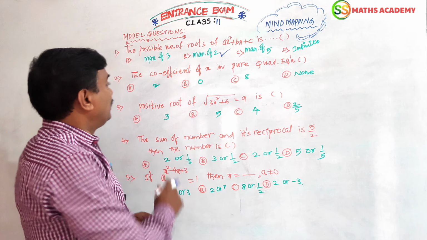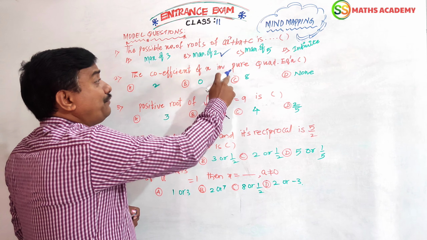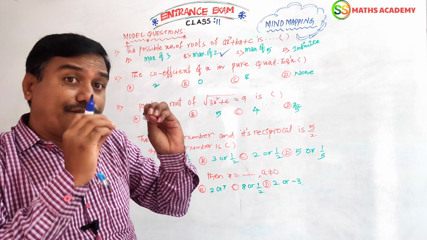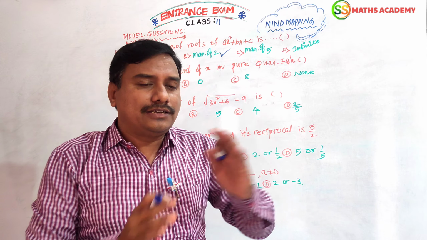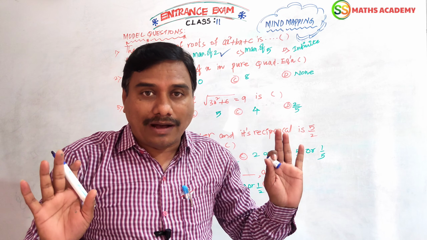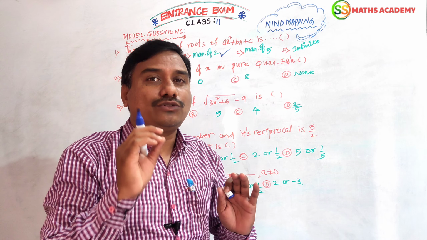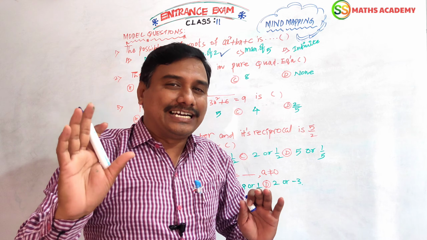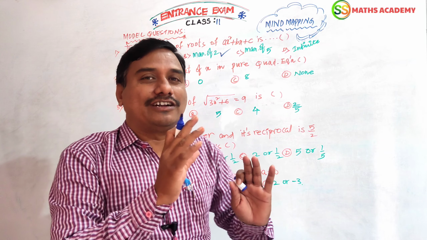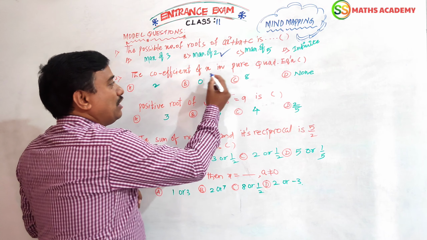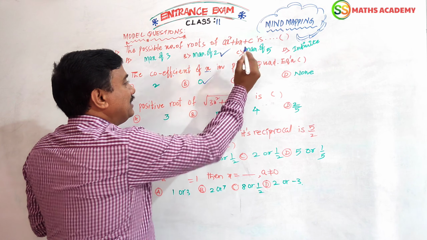Finish. Next question: the coefficient of x in a pure quadratic equation. Pure means the coefficient should be 0. Pure quadratic equation means the coefficient should be 0. Like pure milk has no water, 0 water, like that, in a pure quadratic equation the coefficient of x will be 0.